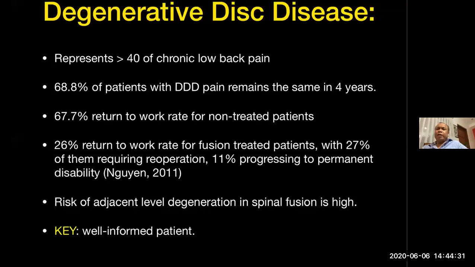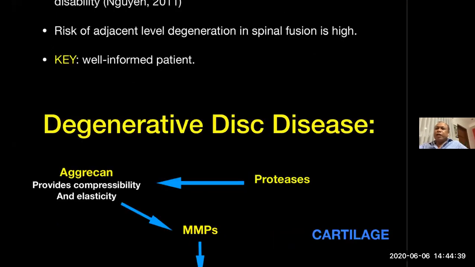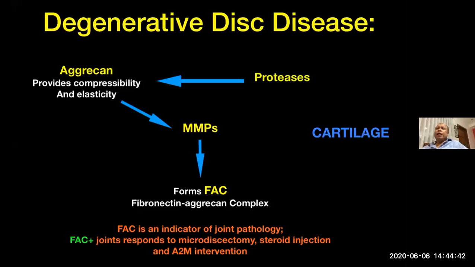So the key here is to inform our patient of the risks of the procedure that we're trying to do for them, so that in the process they will understand what we're trying to do. Now, what is the pathogenesis of this degenerative disc disease?